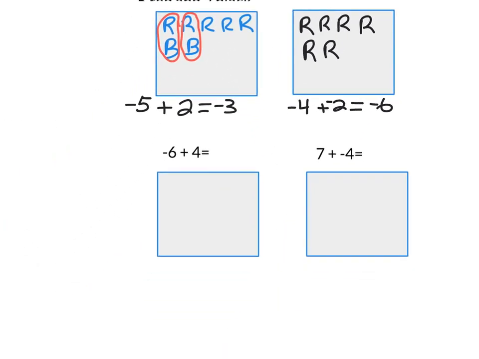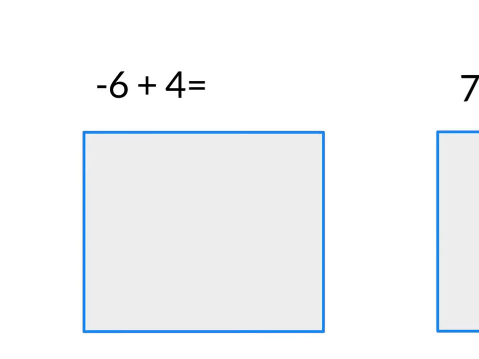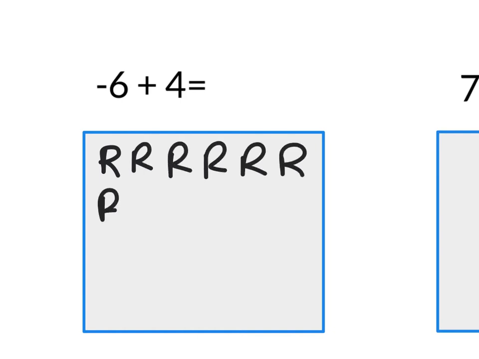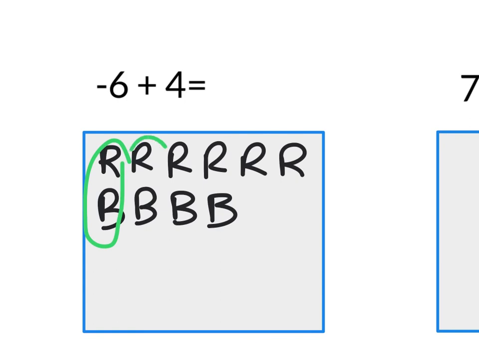Now down here, you're given the number sentence, so we're going to complete the number sentence, but again, we're going to use our visual. So I have 6 reds and 4 blacks. I'm going to circle my 0 pairs, and 6 reds and 4 blacks will equal 2 reds.